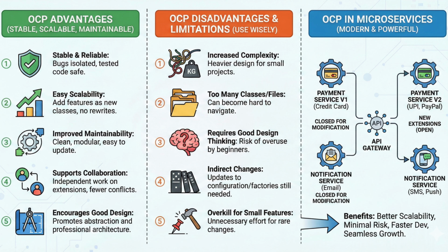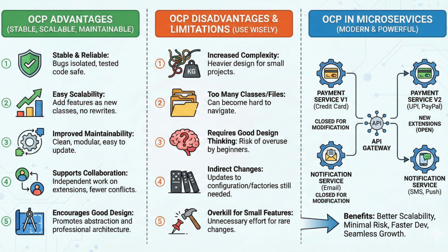This reduces conflicts and improves productivity. Fifth, it encourages good design practices. By using abstraction, interfaces, and design patterns, OCP helps developers think in a professional and architectural way rather than just writing quick fixes. In simple words, the open-closed principle helps us build robust, scalable, maintainable, and future-ready software that can grow smoothly as requirements change.